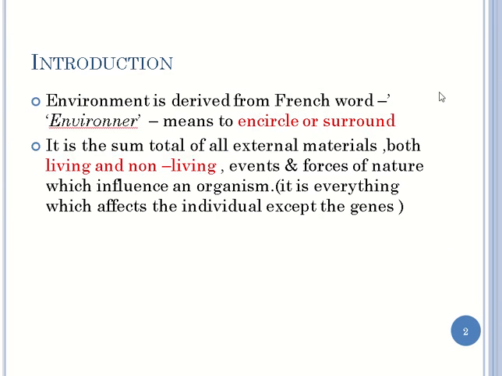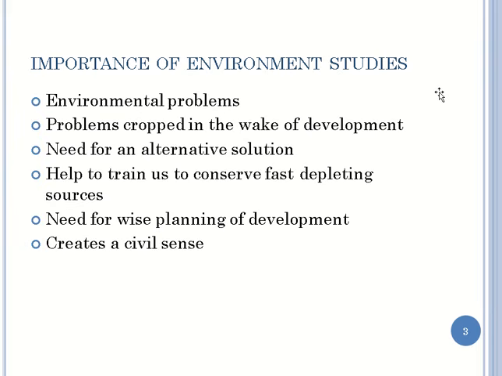So, what is environment? Environment is derived from the French word environner, which means to encircle or surround. It is a sum total of all the external materials, that is living and non-living, events and forces of nature which influence an organism. It is everything which affects the individual except the genes.